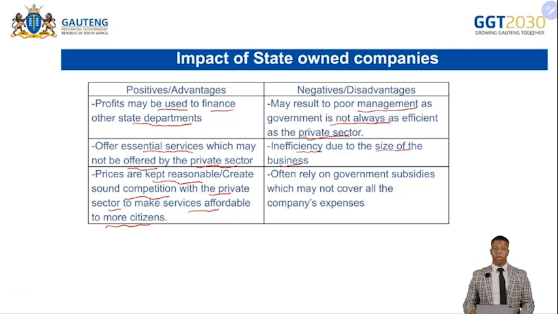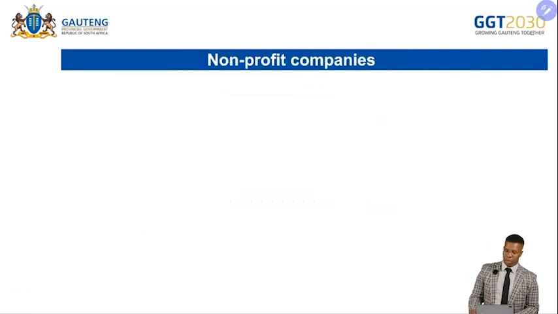Because when we're looking into state-owned companies such as Eskom, they supply electricity to the entire South Africa, so it means the size is too big, and to be efficient can be really difficult. It often relies on government subsidies, which may not cover all the companies' expenses. So those are the positives and negatives of having state-owned companies.